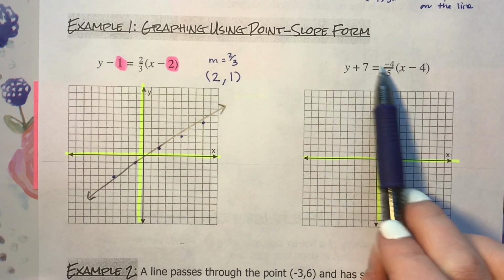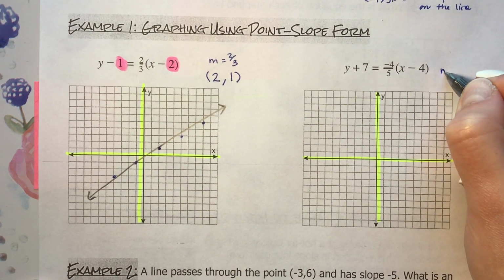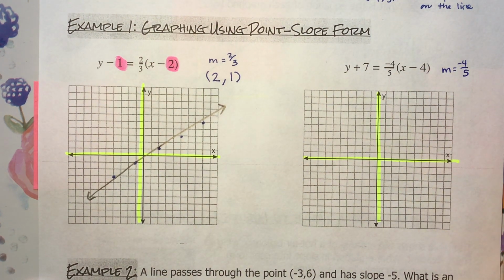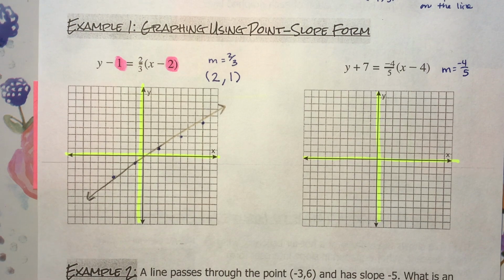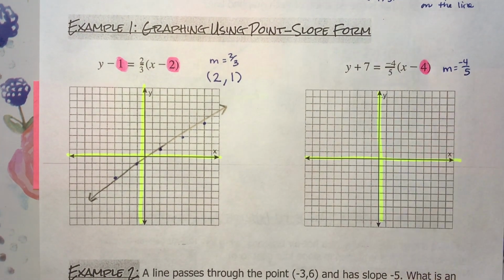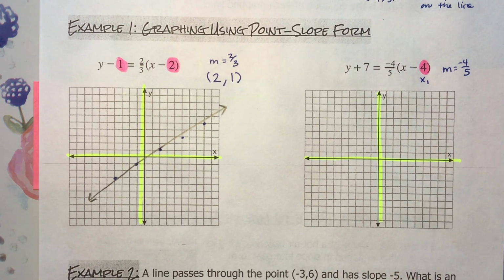So I want to graph this equation right here. I know my slope, so m is going to equal -4 over 5. What is my coordinate though? So here I have -4. That's going to be my x sub 1.